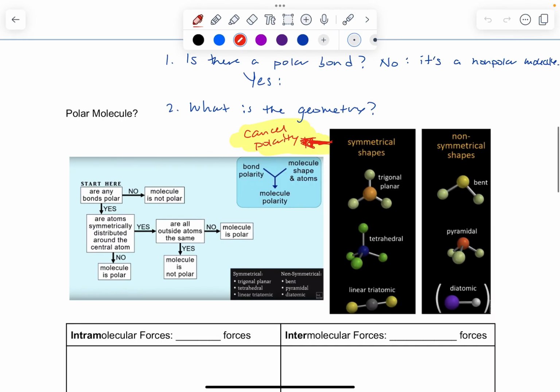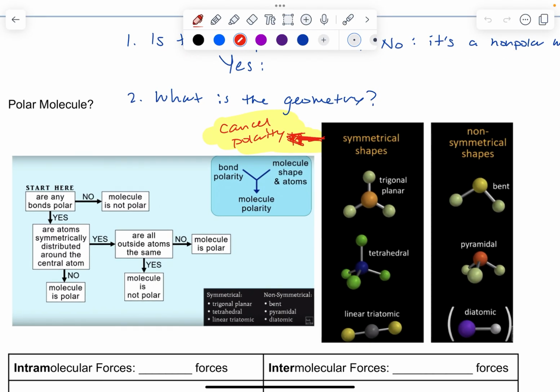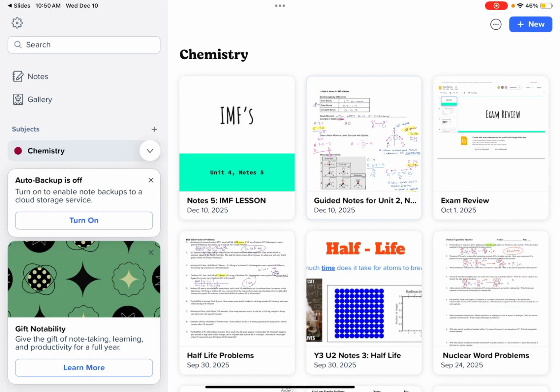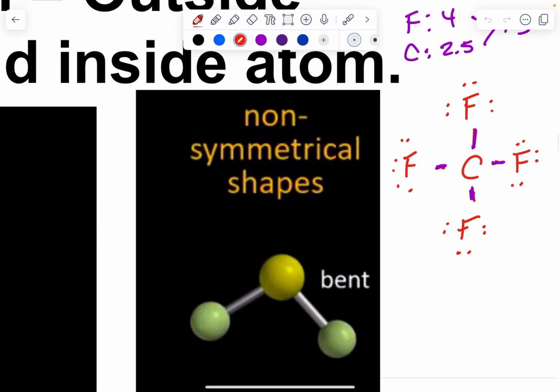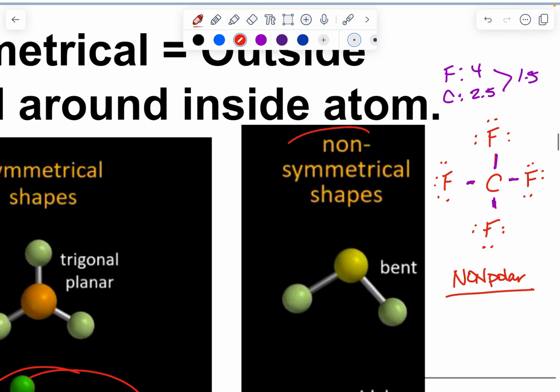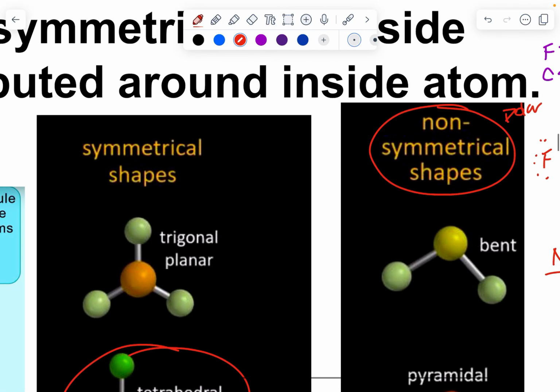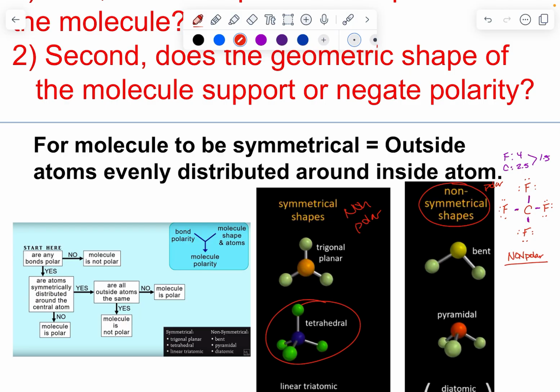Let's go back to our notes. What did we say about symmetrical shapes? They cancel polarity. Whoa. Okay, so is this molecule CF4 polar? No. This is non-polar. So that's our shortcut. All we have to do is look at the shape. If you have a non-symmetrical shape, then yes, it's polar. Symmetrical shape, non-polar. Easy peasy.